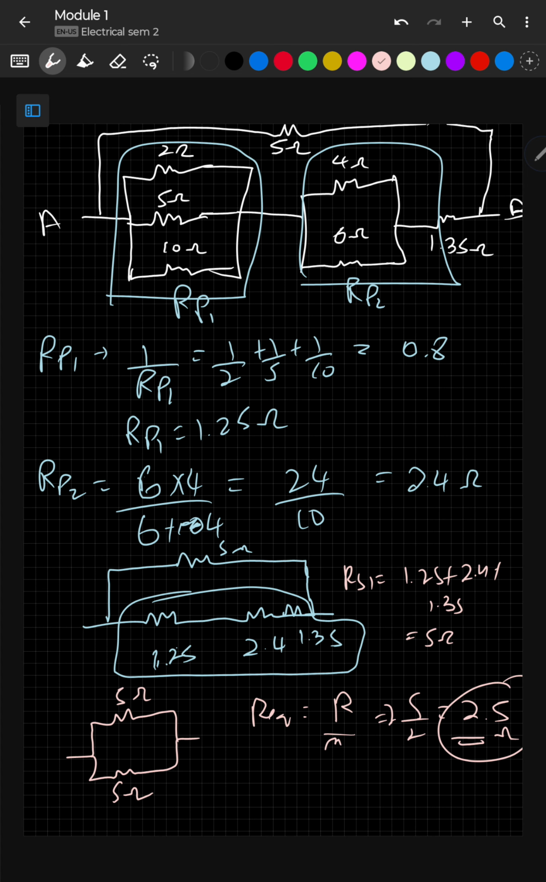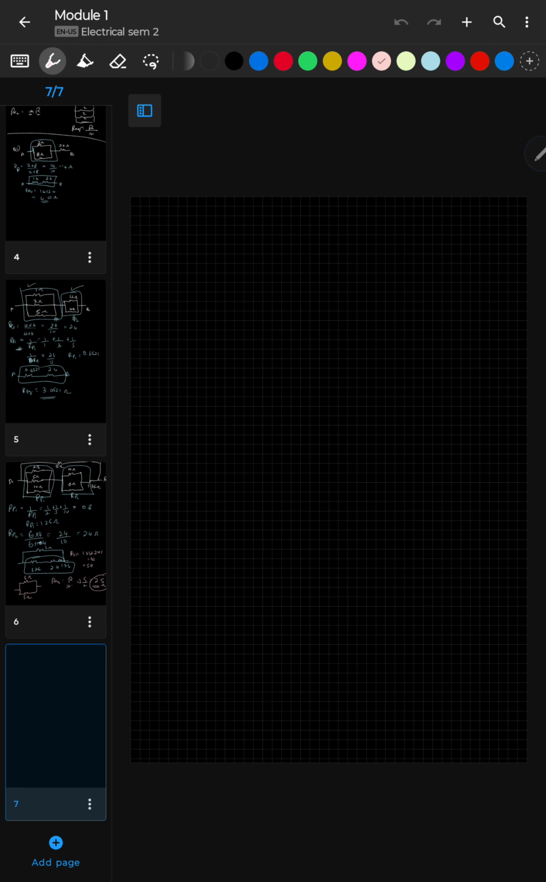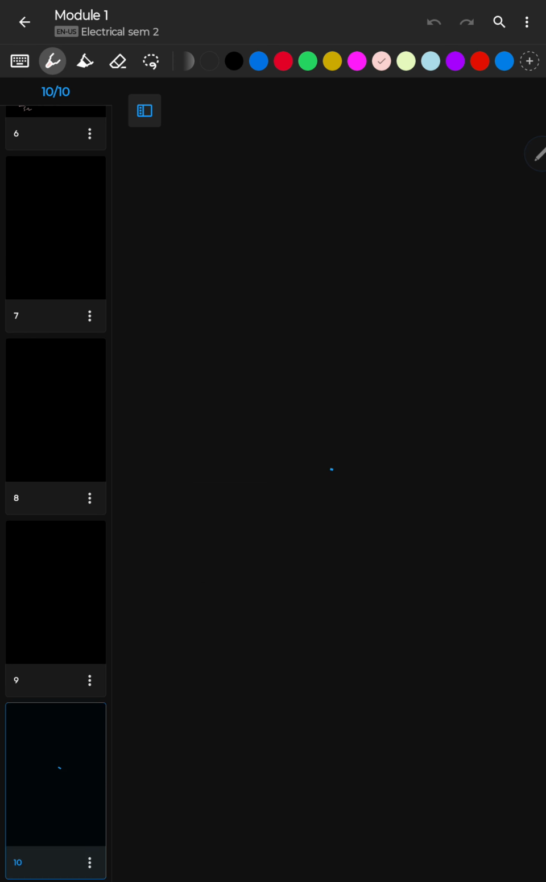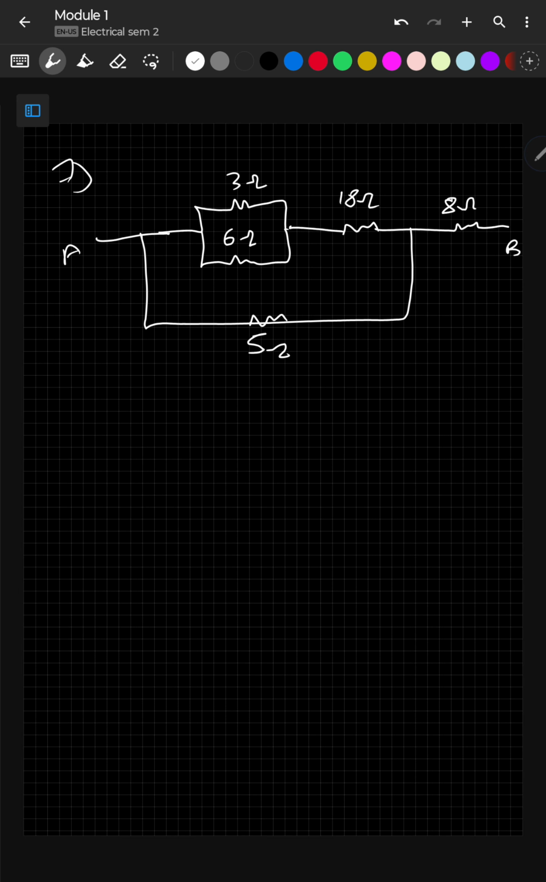Let's move to the next question. This is a simpler question again. We have parallel resistors here, and then it goes like this. This is going to come in between these two resistors. This 5 ohm, 3 ohm, 6 ohm, 18 ohm, 8 ohm, A and B.